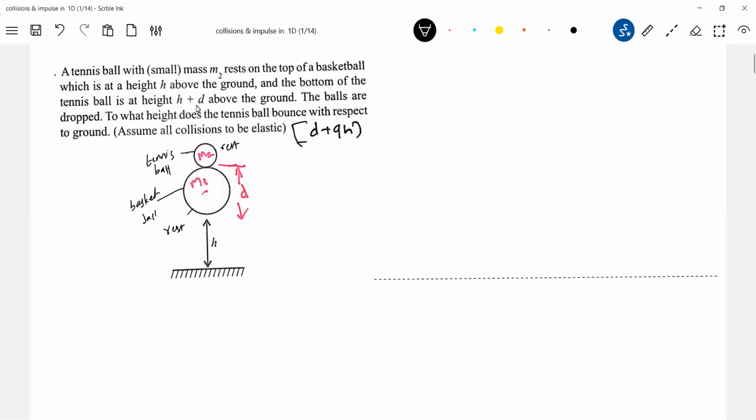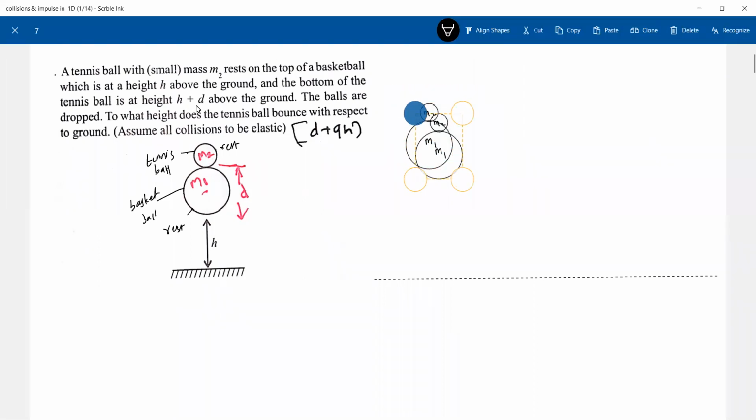So this will be the masses M2 and M1. When I release it, they will come and strike the ground, no? They will descend some height.